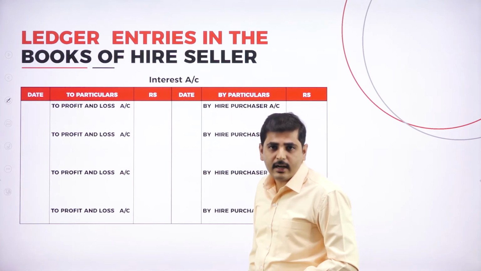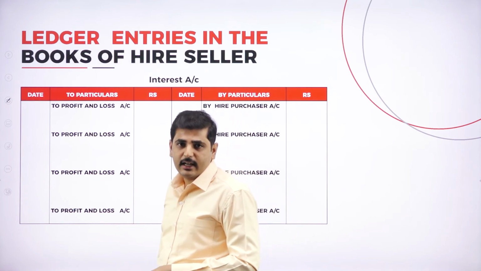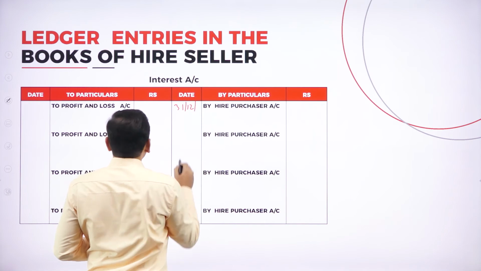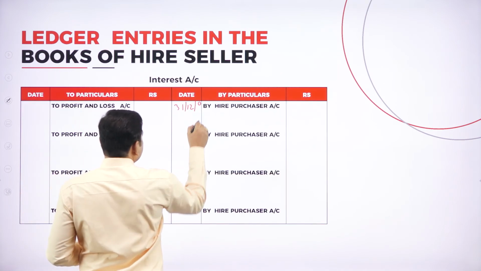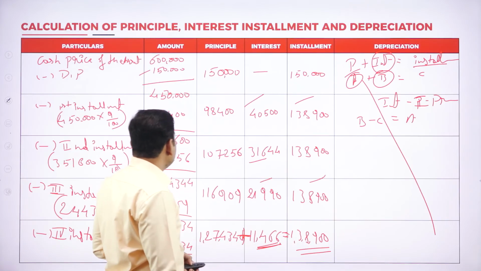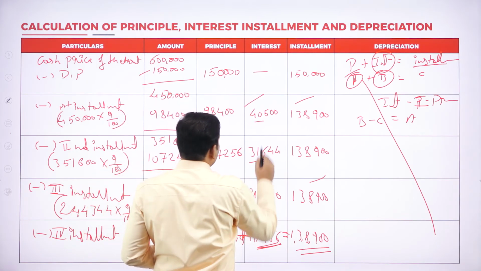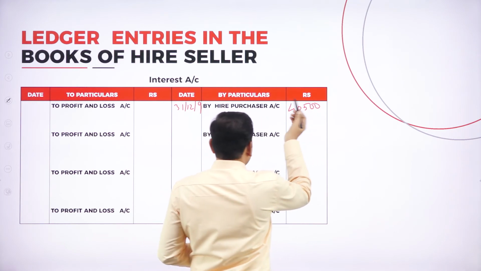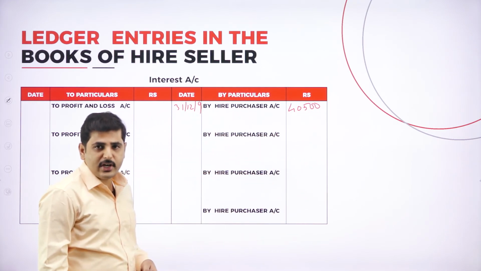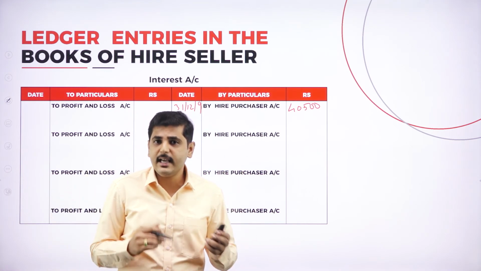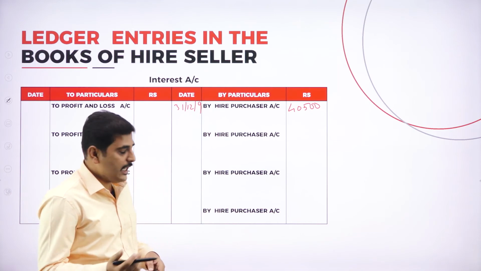On what day will we calculate the interest? At the end of each year we have to calculate the interest. So it is 31st/12/2009, 2009 hire purchaser account. What is the first year interest? Let's look, the first year interest is 40,500. The same amount will be transferred to profit and loss account. That means interest account to profit and loss account. For the hire seller it is a profit, for the hire purchaser it is a loss.